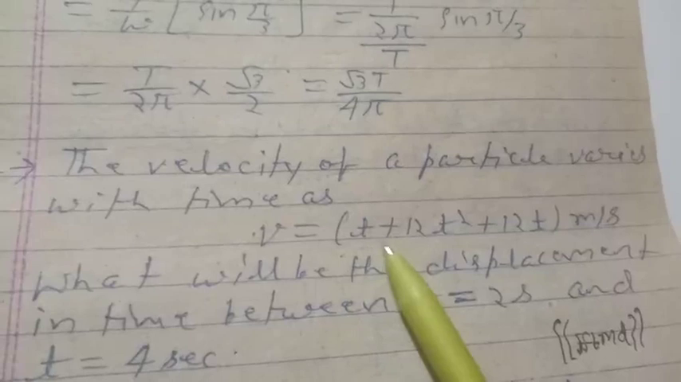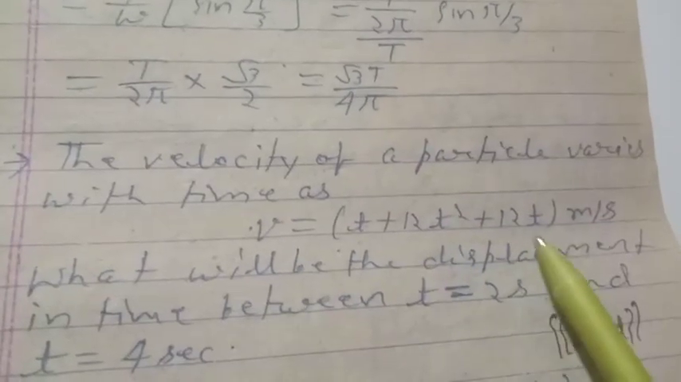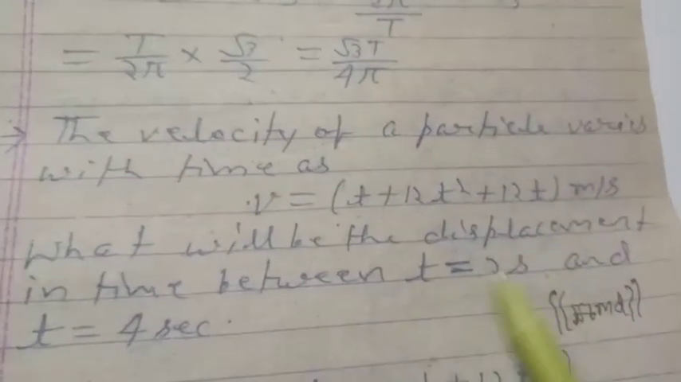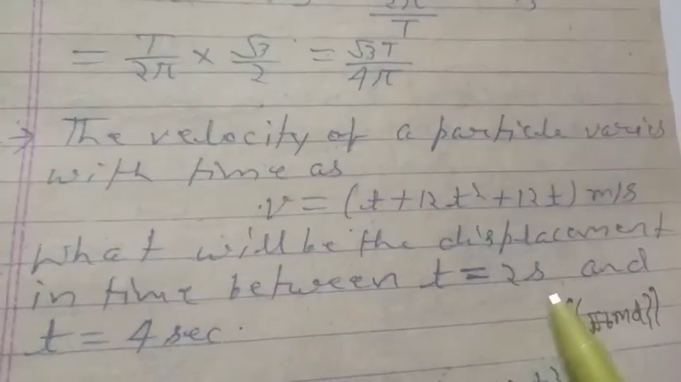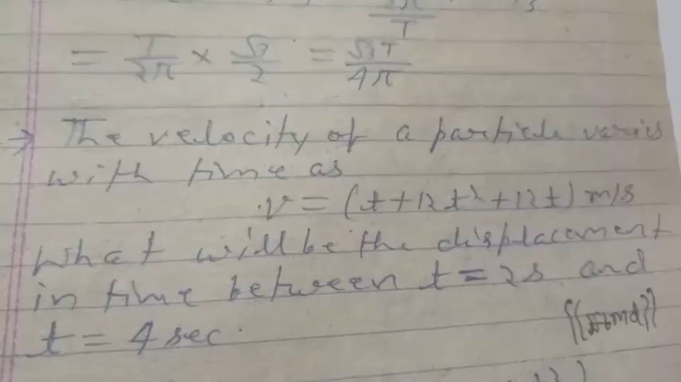Next example. The velocity of a particle varies with time as v equals t plus 12 t square plus 12 t meter per second. What will be the displacement in time between t equals 2 second and t equals 4 second?